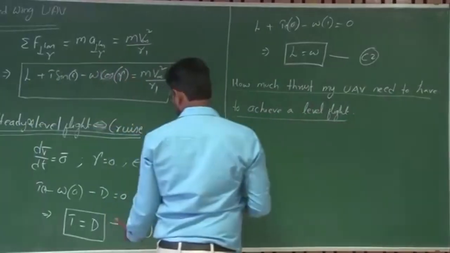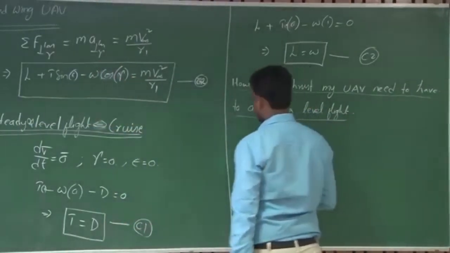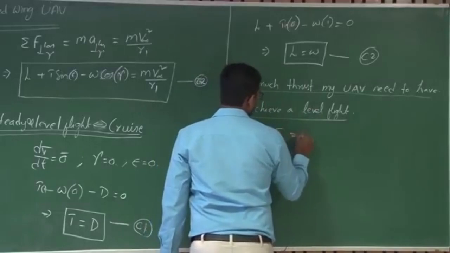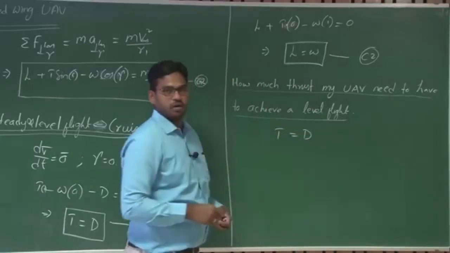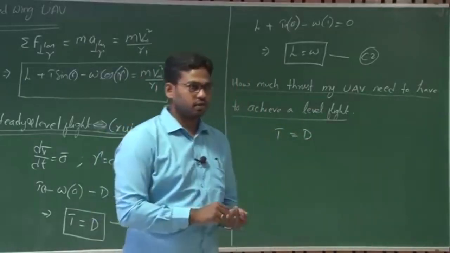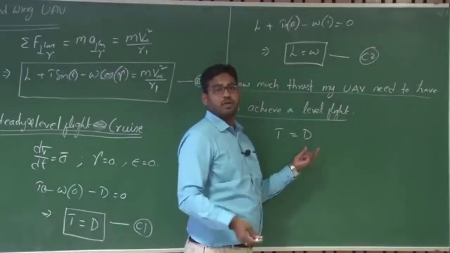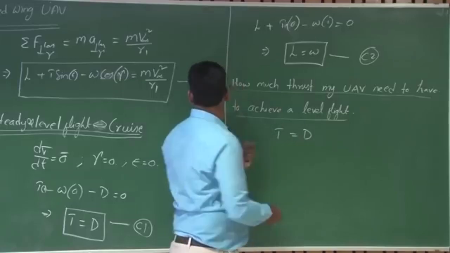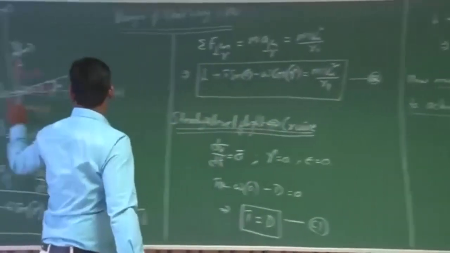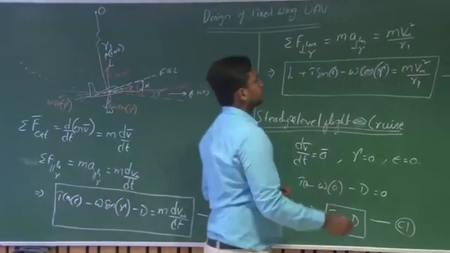The answer is from this equation C1. So this drag is the system's output, which can be considered as the requirement of the system. Drag is the negative force that we can see here, which is a requirement of the system. So what happens in this steady level flight?